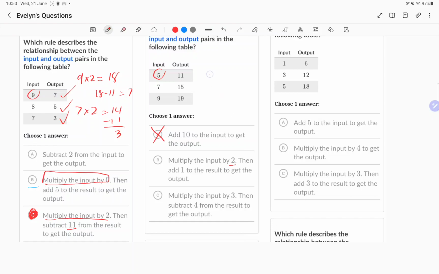Multiply input by 2. So 5 times 2 is 10, and then add 1, plus 1 is 11. Seems about right. 2 times 7 is 14, add 1 is 15. Okay, then the rule B must be correct.